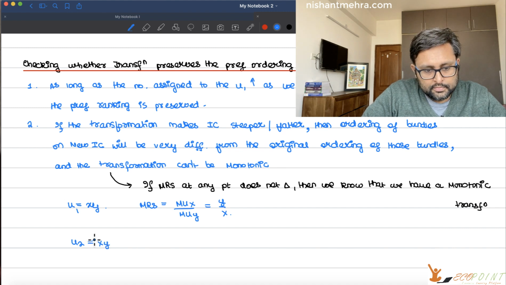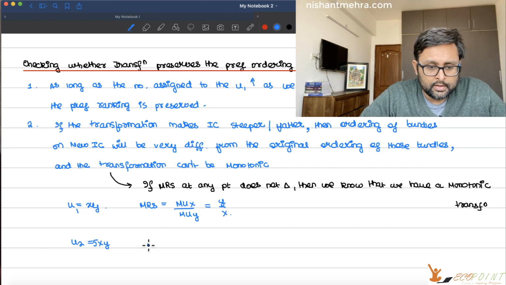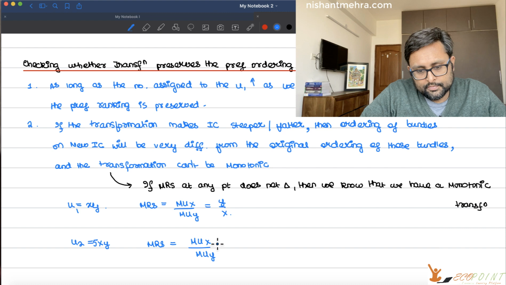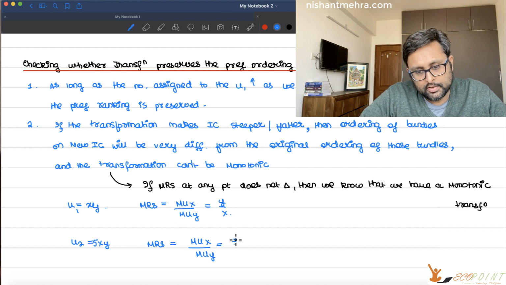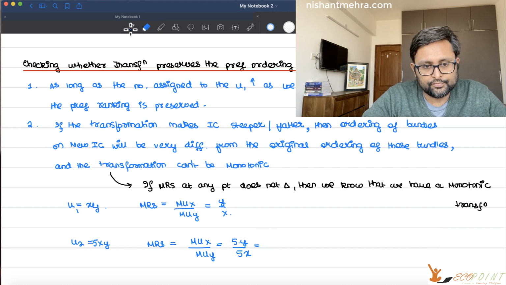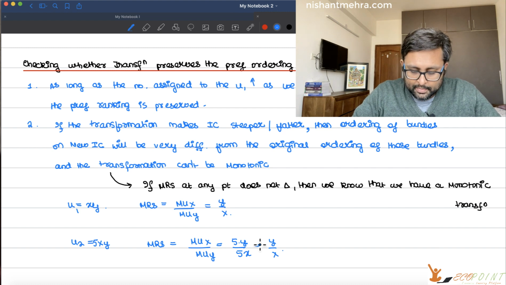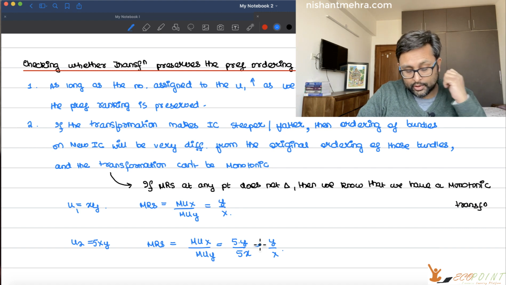Then another transformation of xy, which is, let's say, 5xy. So MRS is still what? MUx upon MUy. You have done this in the earlier recording, how we are getting this MUx upon MUy, which is 5y upon 5x, which is y upon x. So MRS is same, the shape of ICs is going to remain same, right, for both u1 and u2.